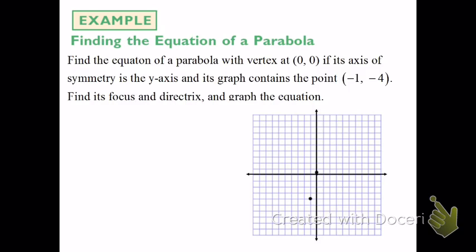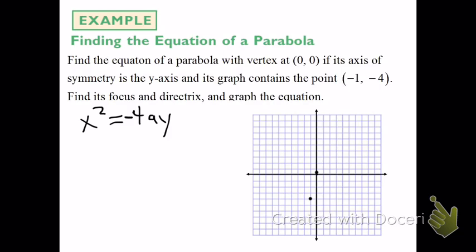So that's going to be a parabola that opens downward, which means that we have an x squared parabola. So the form of the equation is going to be x squared is equal to 4a times y. But since it opens downward, we're going to have a negative in front of our 4a, aren't we?